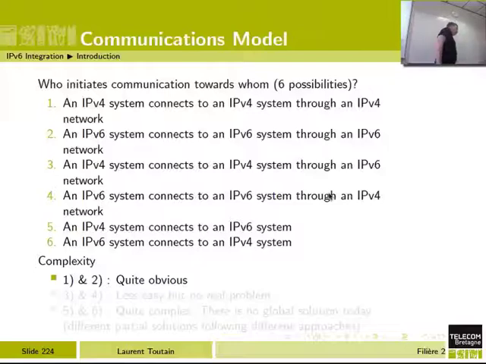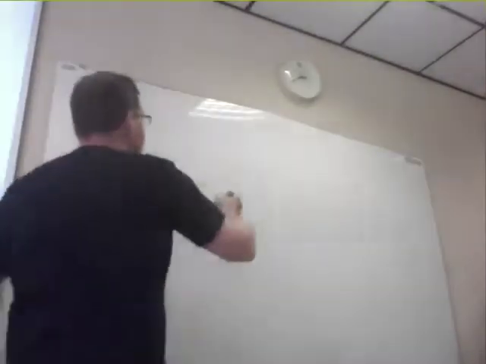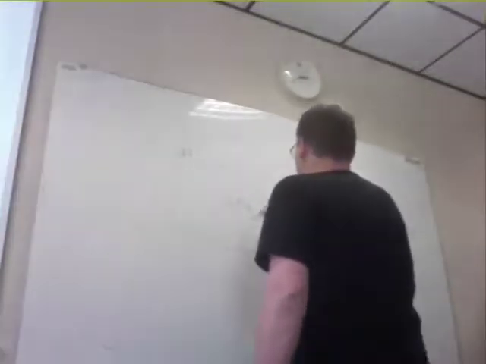So, if we look at all these systems, we have different kinds of systems. Some of them where we don't have any problem. Here is the simplest one, the first case. I have an IPv4 host that wants to talk with another IPv4 host, and they are connected by an IPv4 network. Here, nothing special to do, because it's the situation we have had for many, many years.